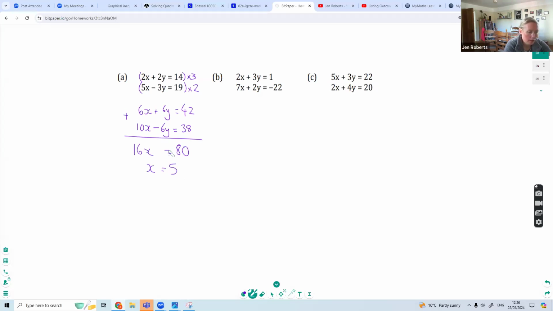So you should have got x as 5. Now let's substitute it back in to find y. I'm going to choose the top one. x is 5, 2 times 5 is 10. I'm going to subtract 10 from both sides. Divide both sides by 2. x is 5, y is 2.